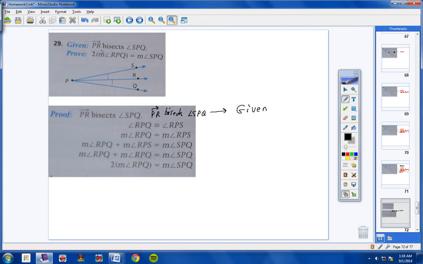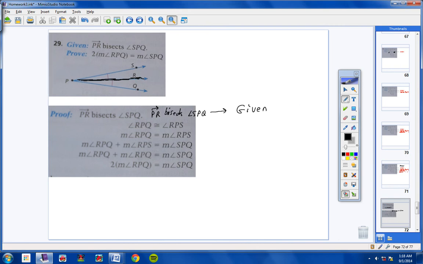We know that PR, this ray right here, bisects the entire big angle. Okay, so the PR cuts the big angle right in half. And we know that because it says right here in the given, PR bisects angle SPQ. Now remember, the definition of an angle bisector is it divides the angle into two congruent angles.